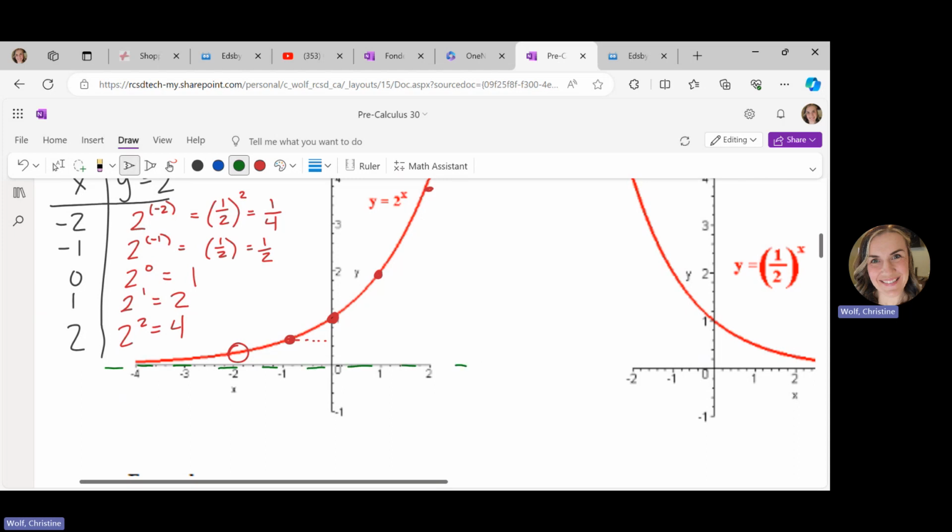Okay, and also you can see here there is an asymptote at 0. You'll see that the curve approaches the x-axis, but once it approaches the x-axis, it kind of levels out, and doesn't actually cross. All right.